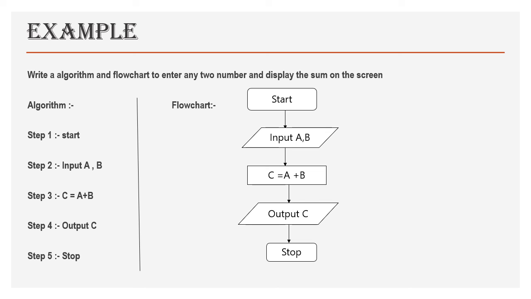Let's write a flowchart. First we'll start, second we'll input A and B. Then C equals A plus B, we'll print C and we'll stop the flowchart.